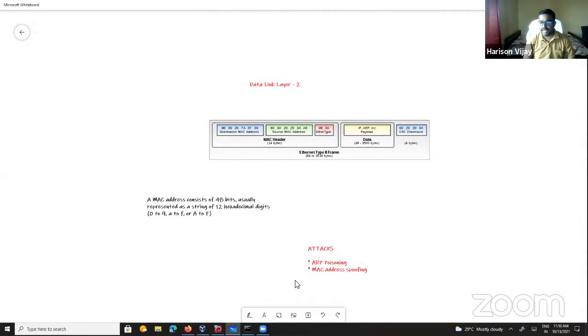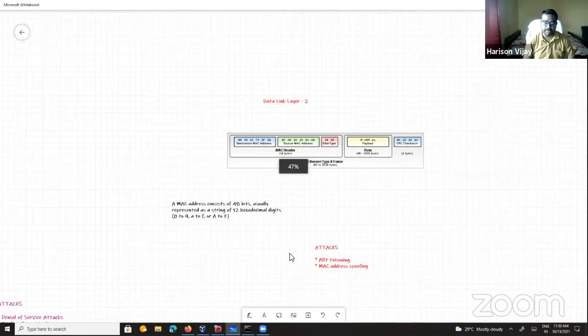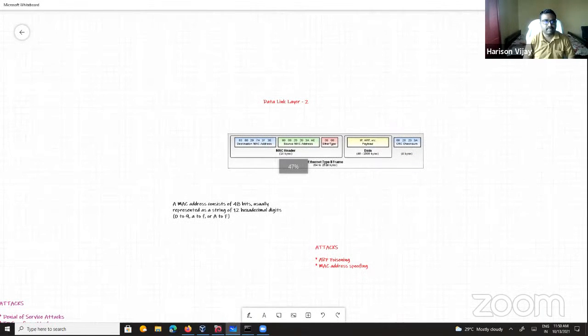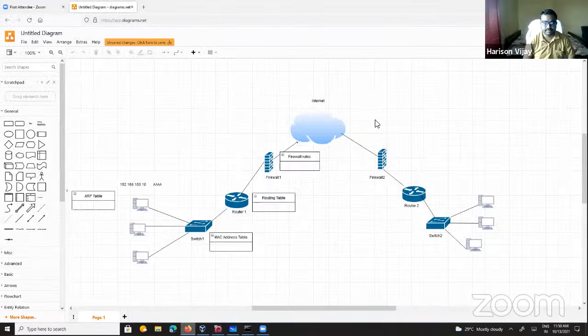So there are a couple of attacks that are possible at the data link layer. One of them is called ARP poisoning, and the other one is MAC address spoofing. These two attacks will be clear if I explain the next concept for you. Okay. So I will show you how a packet actually gets routed across networks. Okay, we'll go through an example.